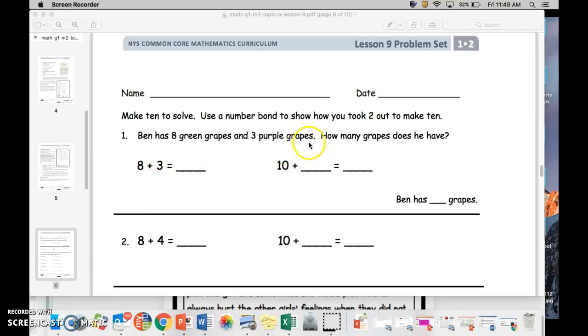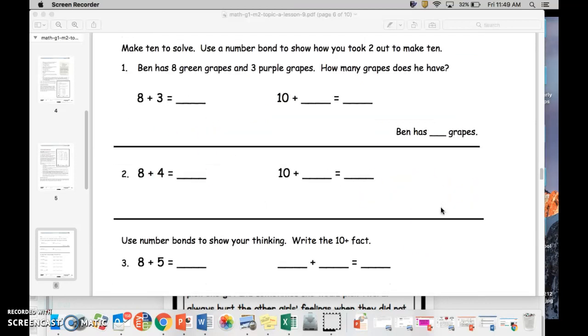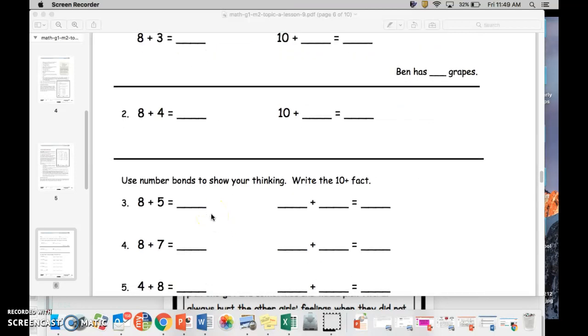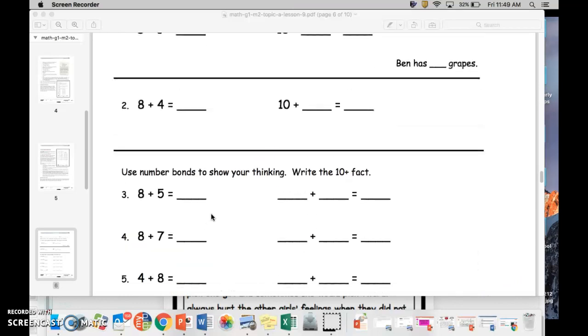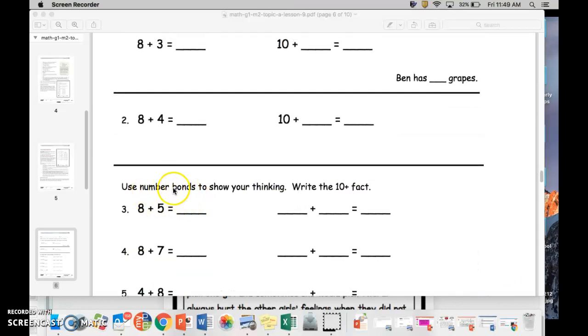So now I have 10 plus the 1 extra equals 11. So 8 plus 3 must equal 11, and Ben has 11 grapes. You're going to do that for number 2, 3, 4, 5, 6, and 7. You need to use the number bonds to show what you're thinking.